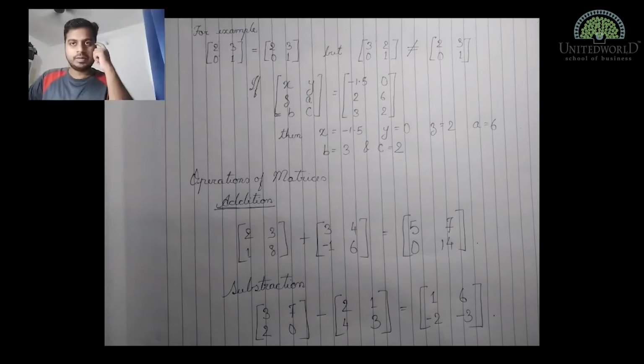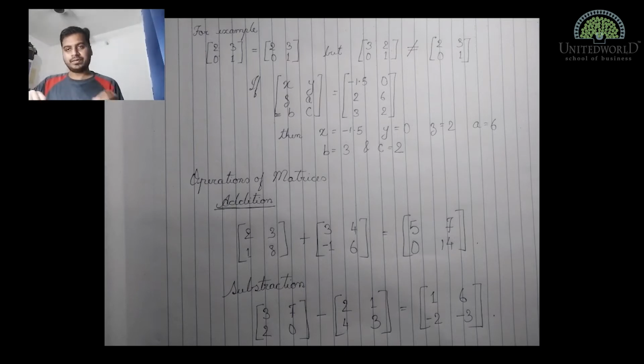So in this section, we'll be looking at addition of matrices. How do we add two matrices? Now, in addition of matrix, we must be very clear that you can only add matrices of the same order. You can't add two matrices which are not of the same order.